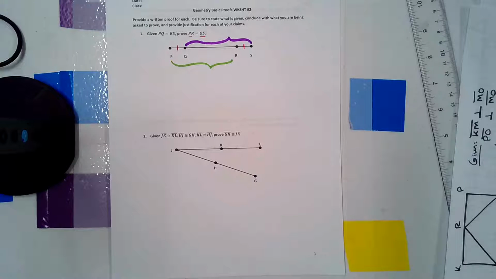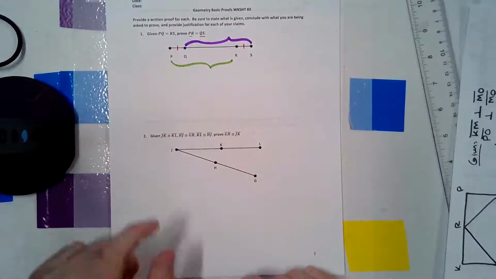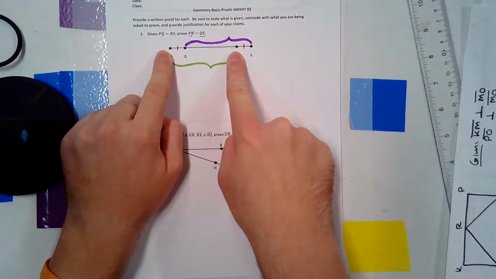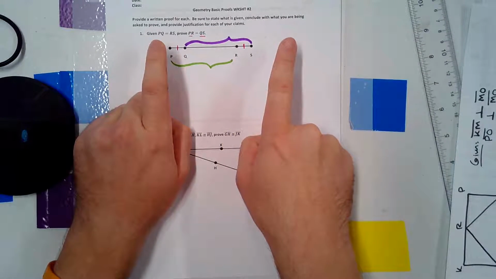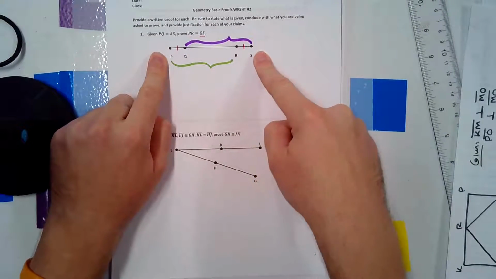Interesting. Are these segments or angles? Segments. What postulate deals with segments? Segment addition postulate. And what does segment addition postulate say? Somebody give me their summary of it. Yeah, go ahead. The segments add up to the whole. Yeah, right? The individual pieces add up to the whole thing. So PQ plus QR will add up to PR, and QR plus RS will add up to QS. And all those guys will add up to PS, right?